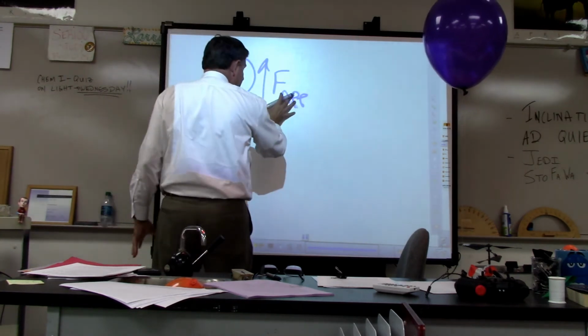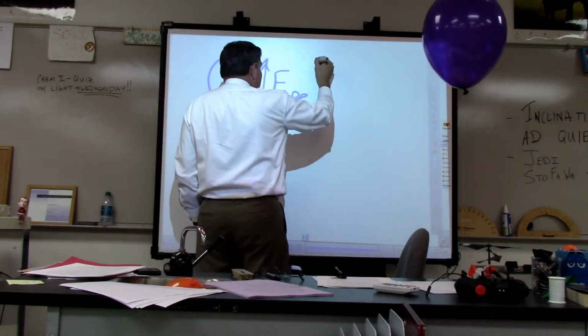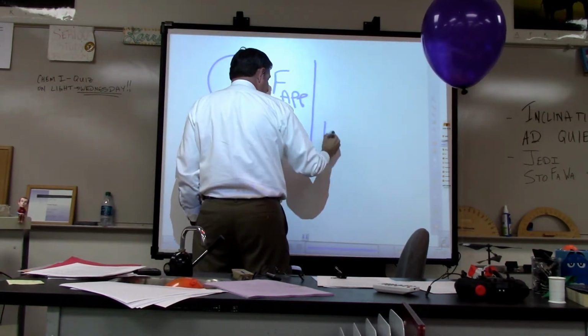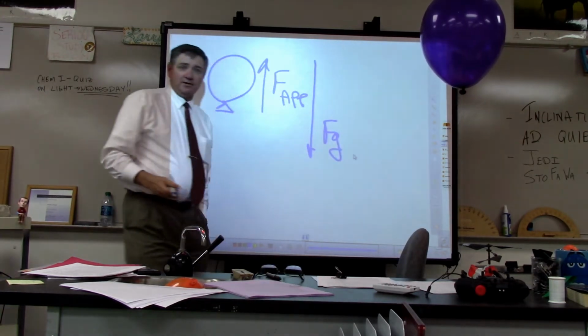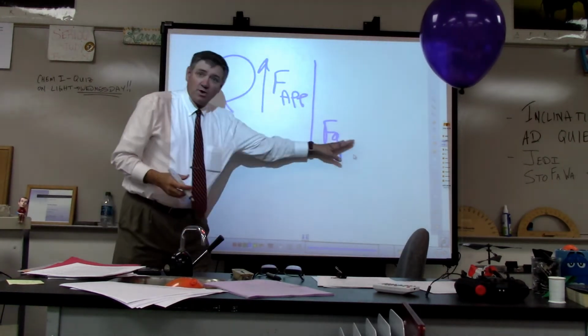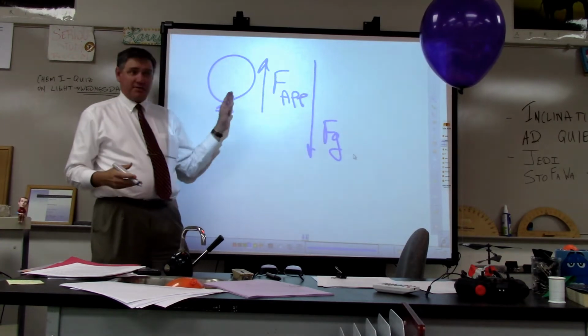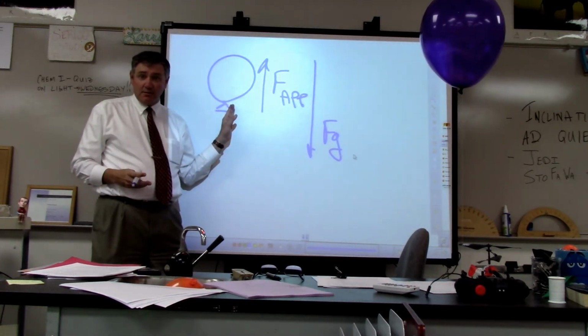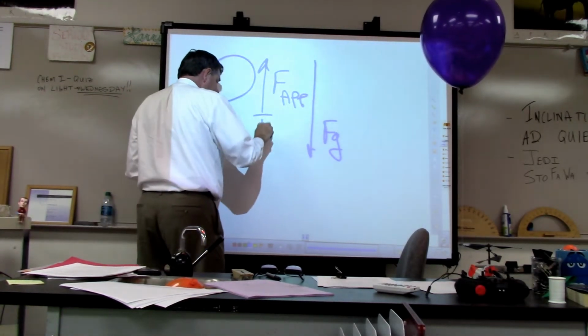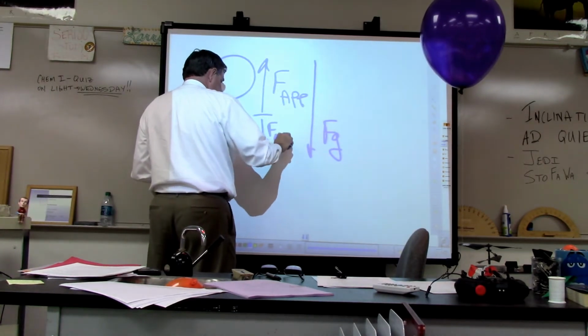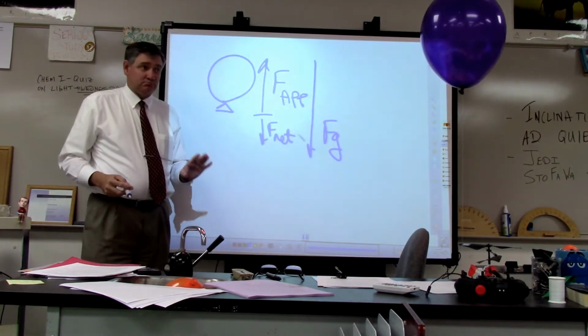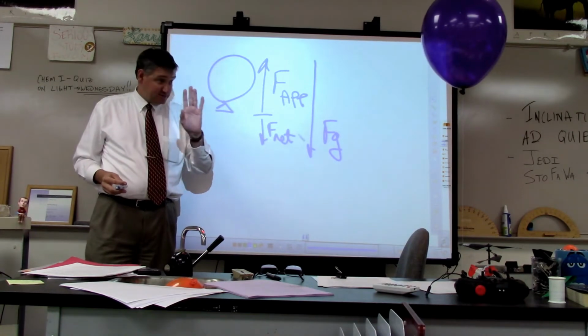So I've got a certain applied force going up, but I've also got gravity pulling down on the binder clip. So which one's bigger? Gravity pulling down or the applied force acting up? Gravity. So my net force is going to point downward. Got that idea?